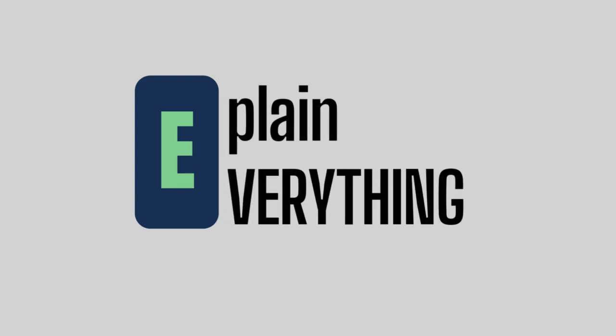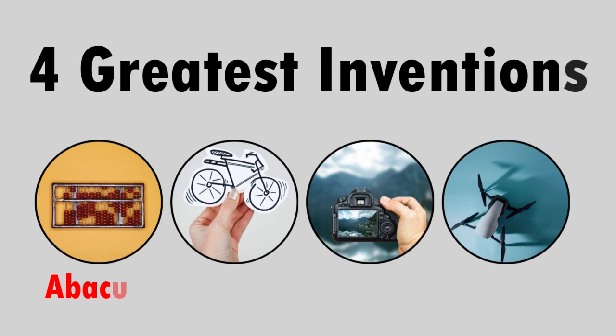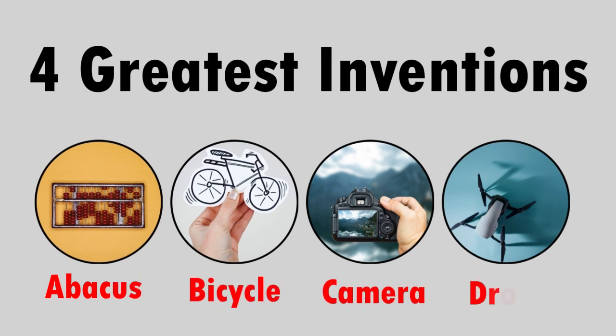Welcome to Explain Everything. In this video, we will explain 4 greatest inventions like Abacus, bicycle, camera, and lastly drone.